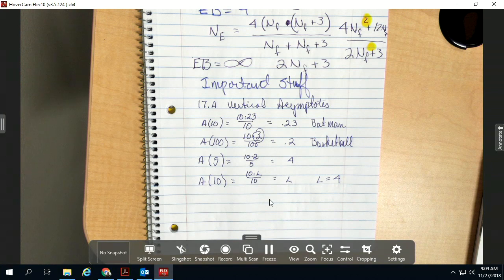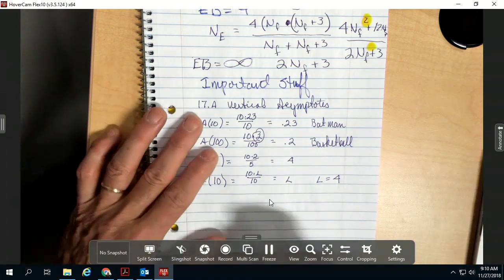The lamppost is 10 meters away, so it's 10 times L. I used L for the lamppost. Divided by 10 is L. We want those two to be equal, so the lamppost must be 4 meters tall.